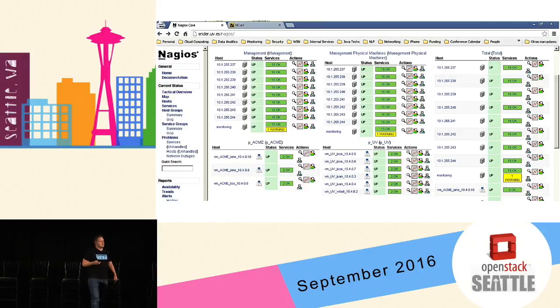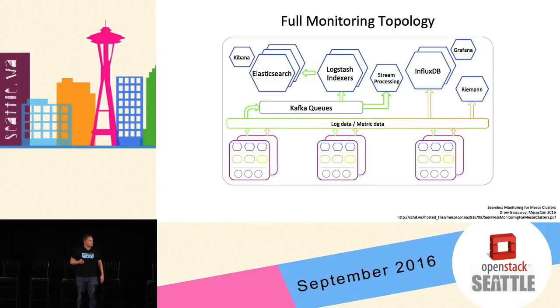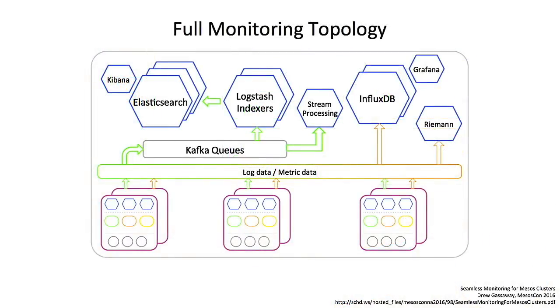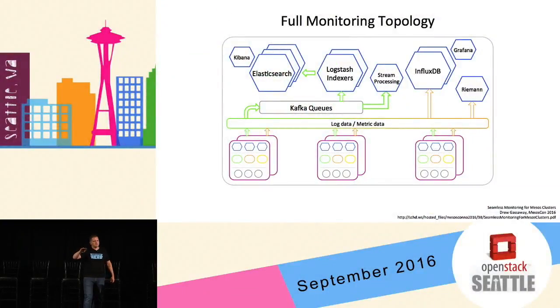Then let's take a look at an example where there is a combined approach. This is a full monitoring topology of an example from Drew Cassidy. It wasn't specifically related to OpenStack, but I think Monasca has a similar setup. What this does is it takes log and metrics data from the servers and from the applications and streams it to Apache Kafka queues, then streams it to Logstash, stores it in Elasticsearch, and then visualizes it with Kibana. On the other hand, you have InfluxDB, a time series database, and another visualization tool like Grafana. And then you have an additional tool, Riemann, for system and network monitoring, right?